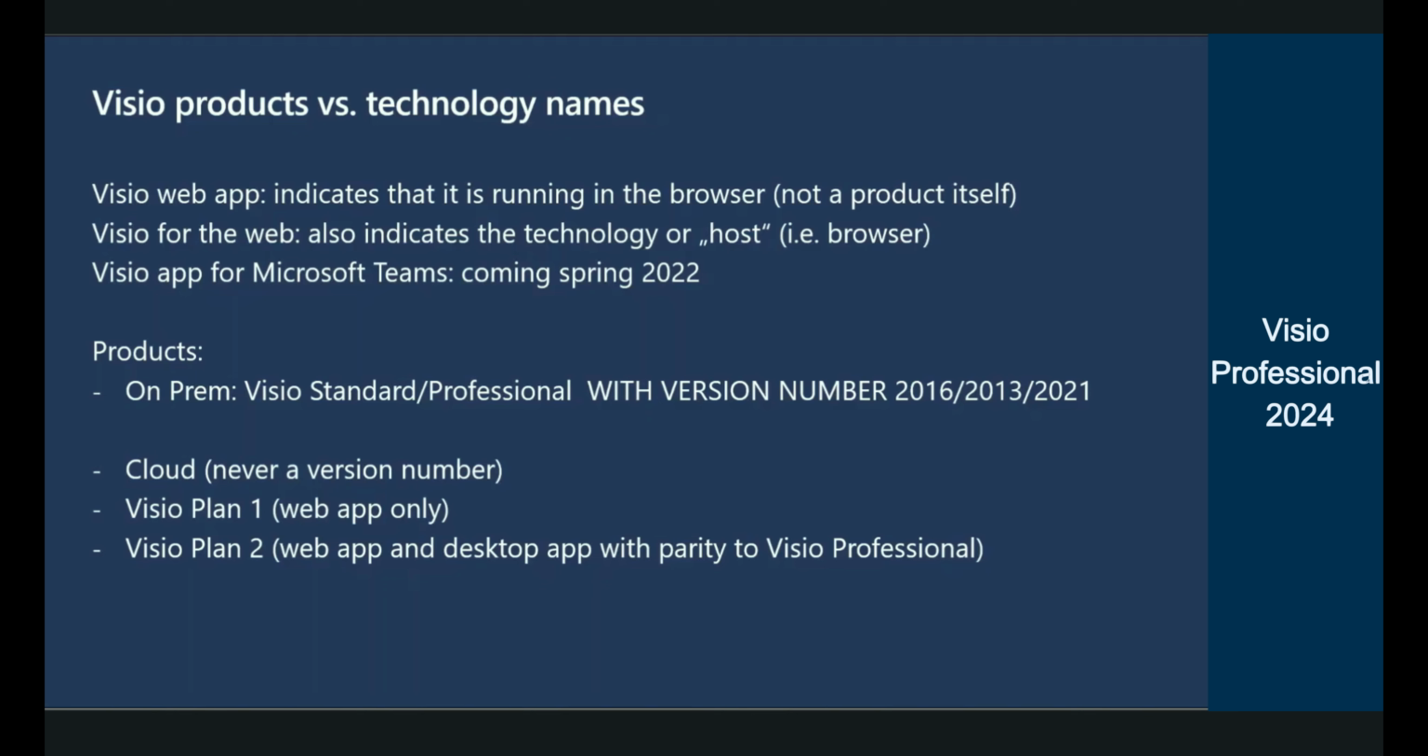So again, on-prem licensing always adds Standard or Professional and always adds a version number. Cloud licensing never adds a version number and it only gives you a plan number. So Plan 1 or Plan 2. Plan 1: pure browser-based plan. Plan 2: same as Plan 1 plus a few additional features and templates, and of course a desktop application.